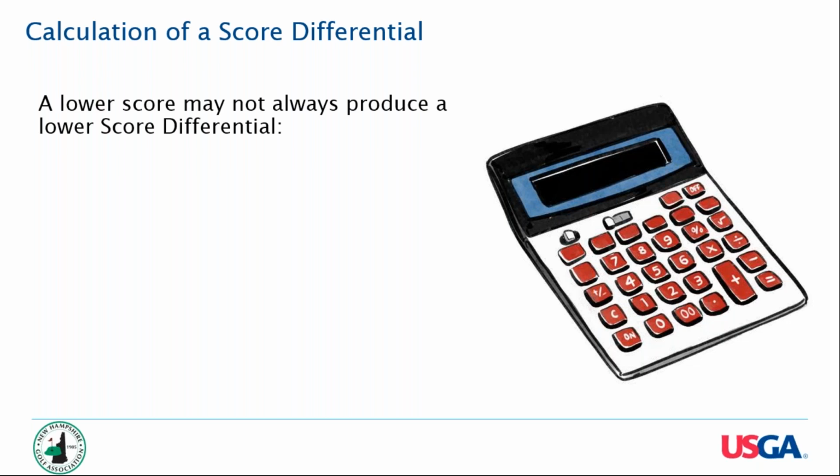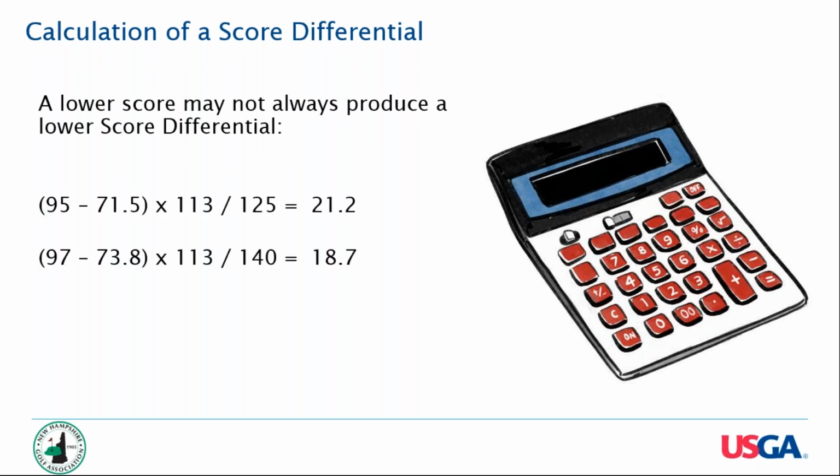And not a new concept, but just a little reminder here, is that a lower score may not always produce a lower score differential. In this case, you see that the higher score is actually producing the lowest differential. Really just depends on the course rating, the slope, and what they scored here.